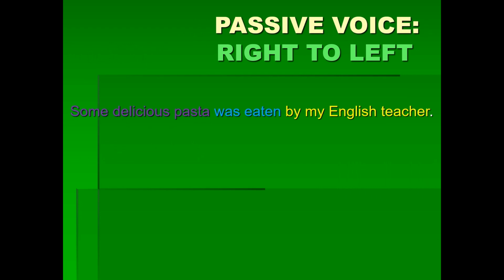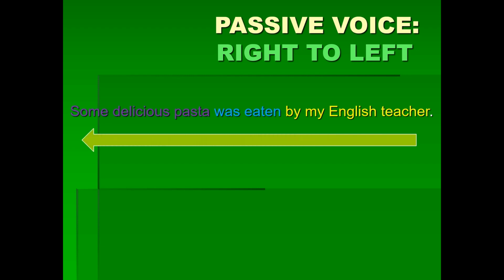With the passive voice sentence, the action moves from right to left. Some delicious pasta was eaten by my English teacher. The subject is the receiver.